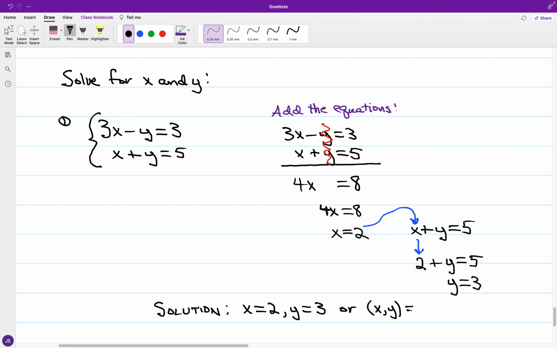So we have for x and y, okay, so the graphs of these equations will intersect at that solution point, where we have the point (2, 3).